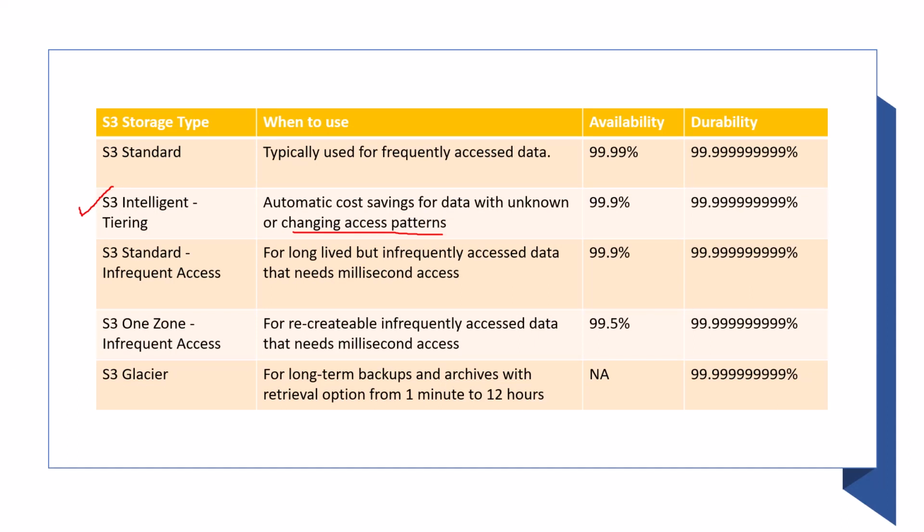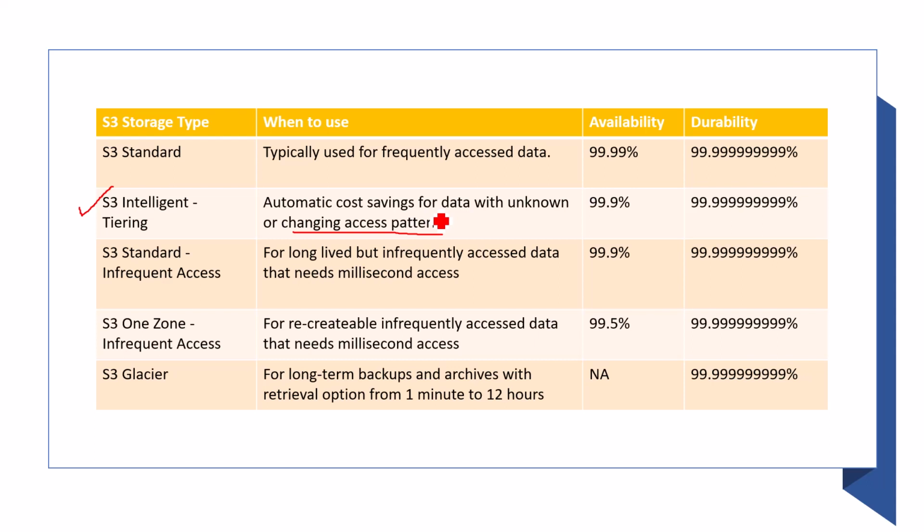Related to this question, I have covered the price, availability and durability. First, in this slide, we will go through the usage of the S3 storage types. The first one is the basic one, S3 Standard, which is mostly used for frequently accessed data, and the availability and durability are very high. Another one is S3 Intelligent Tiering, which automatically saves the cost.